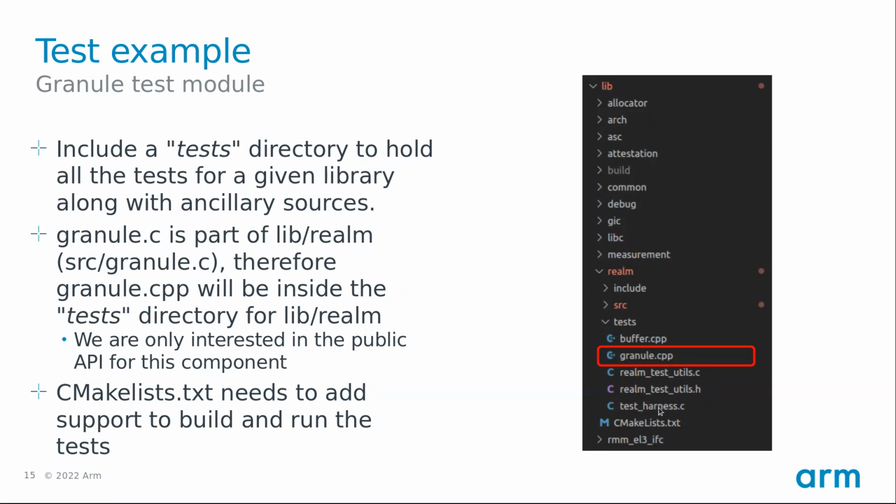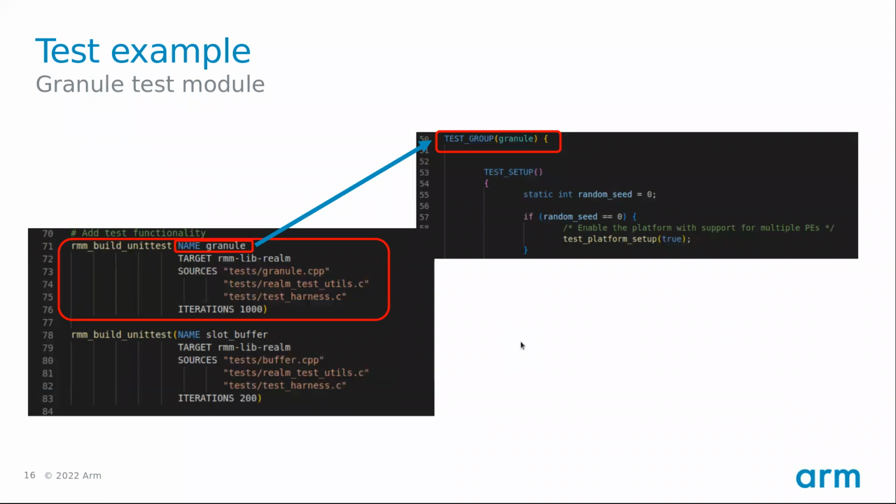Something that is also important is that we need to update the CMakeLists.txt file in order to add support for the test. This is done as you can see here. In order to add unit test functionality, we need to call RMM build unit test inside the CMake file. This is a CMake function that we created as part of the unit test framework. It takes a number of parameters, some of them shown here.